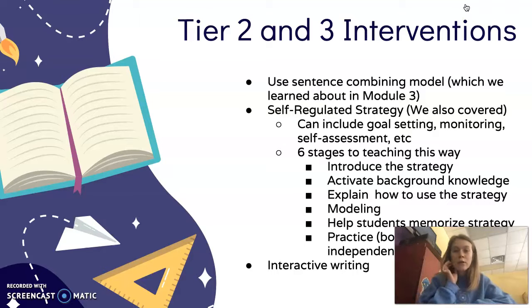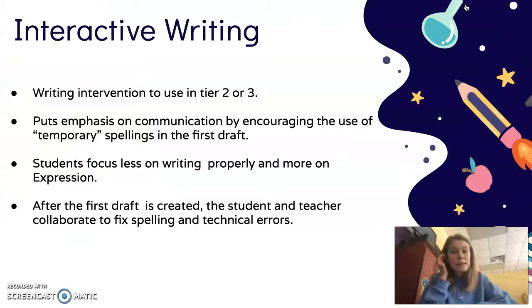And then another intervention that they have, which I thought was really cool, is something called interactive writing. And this is an intervention that you again use in Tier 2 or 3. It puts emphasis on the communication part of writing. And to do this, for the first draft of the writing, they would encourage students to use temporary spelling. So it doesn't necessarily have to be correct.